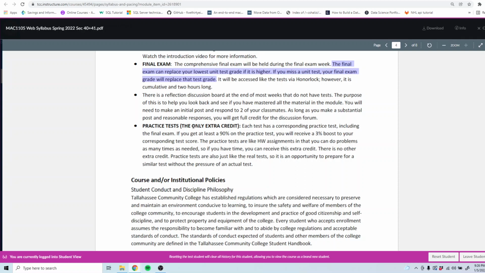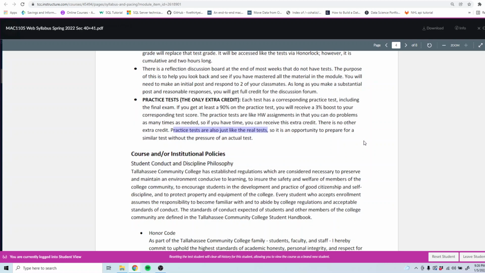But the questions on practice tests are just like the real tests. There's a few extra questions on practice tests than the real test itself. But the point is, if you can do the practice test without any notes, any other help, there's no reason you can't do the test. So it's the best way to prepare. I cannot recommend enough: do the practice test. But like I said, that is the only extra credit.